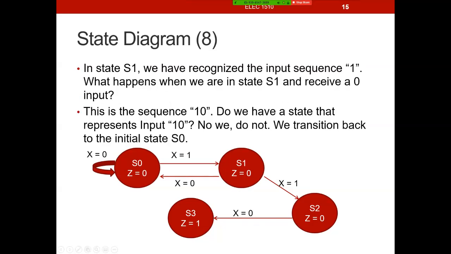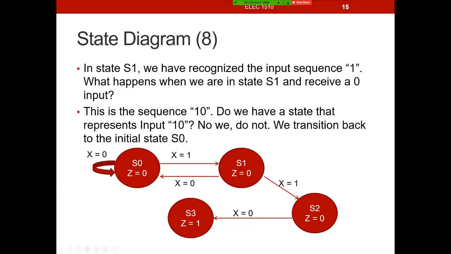When we're in state S1 and receive a 0 input, what happens? Well, that means we've seen a sequence of 1, 0. And we say, do we have a state that represents input 1, 0? No, we don't. This state is initial. This state represents 1. This state represents 1, 1. And this state represents 1, 1, 0. We don't have a state for 1, 0. That means we want to transition back to the initial state S0. That's not the sequence we want to detect.